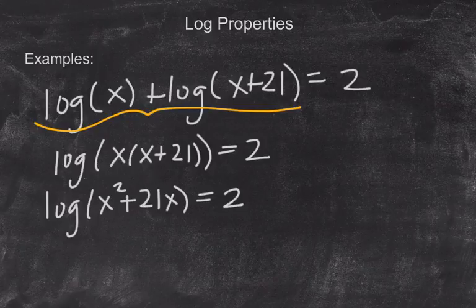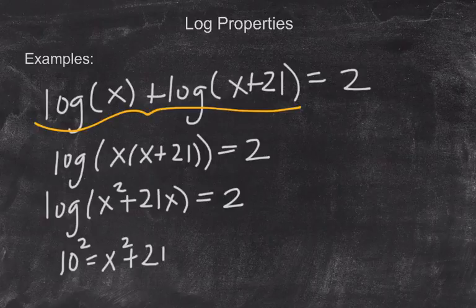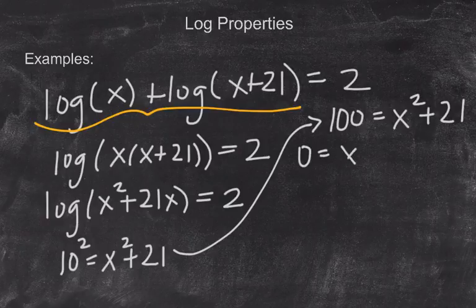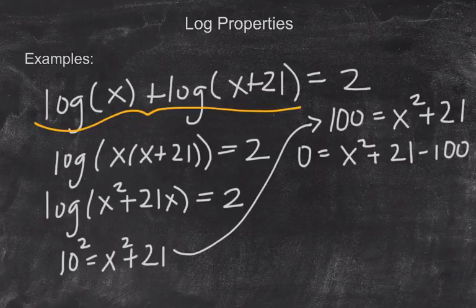equals 2. And now I'm going to rewrite in exponent form. 10 to the power of 2 equals x squared plus 21x. 10 squared is 100, so I've got 100 equals x squared plus 21x. This is a quadratic equation that I need to solve, which I'm going to try to do using the zero product property. So I'll set the left side equal to 0 and see if this is factorable.